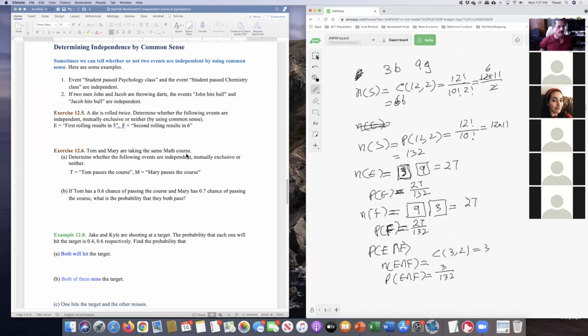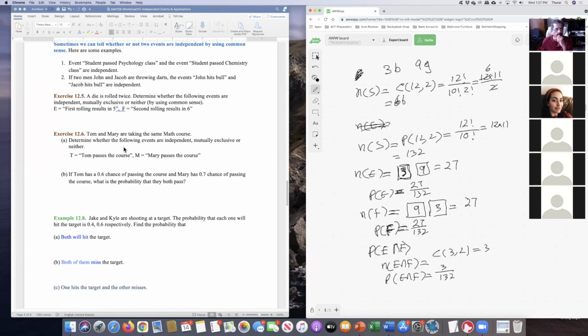It's possible. Okay, 12.6. Tom and Mary are taking the same math course. Determine whether the following events are independent or mutually exclusive or not. Tom passes the course, Mary passes the course. These are the two events. First of all, are they dependent or independent? Independent, because Tom passing the course doesn't affect Mary passing the course.